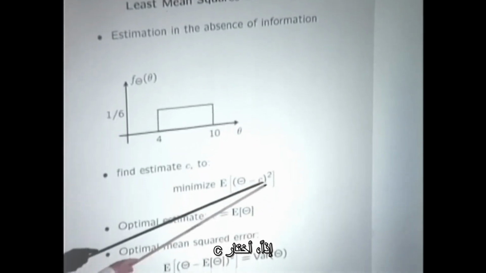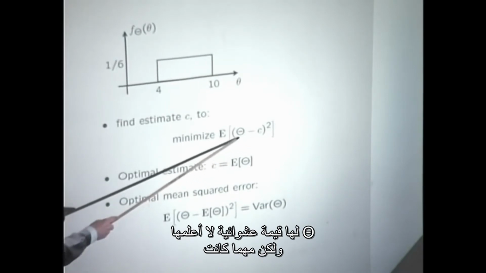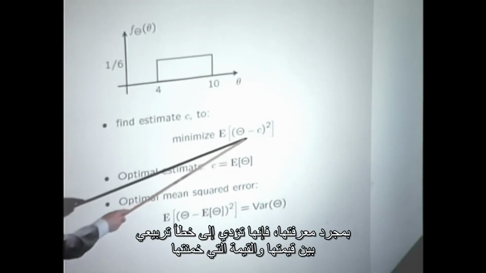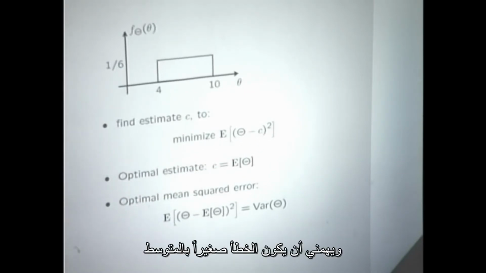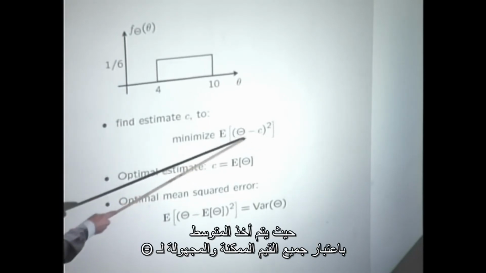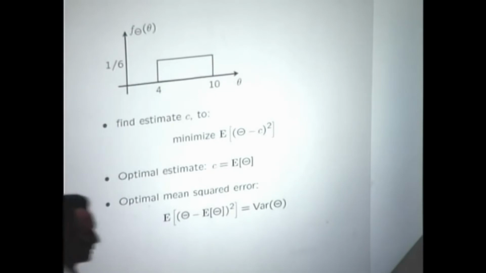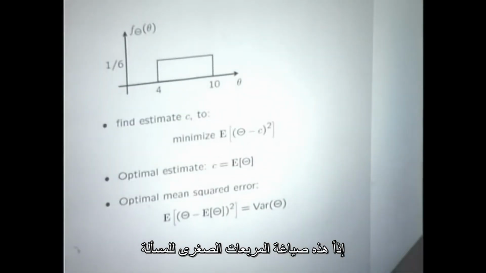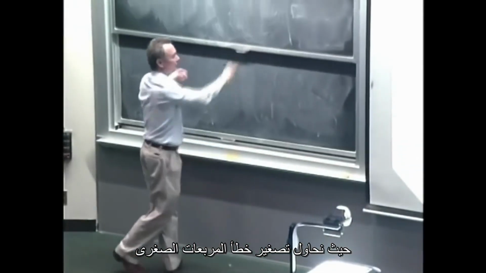So I pick c. Theta has a random value that I don't know, but whatever it is, once it becomes known, it results in a squared error between what it is and what I guessed that it was. And I'm interested in making a small error on the average, where the average is taken with respect to all the possible and unknown values of theta. So this is a least squares formulation of the problem, where we try to minimize the least squares error. How do you find the optimal c? Well, we take that expression and expand it.